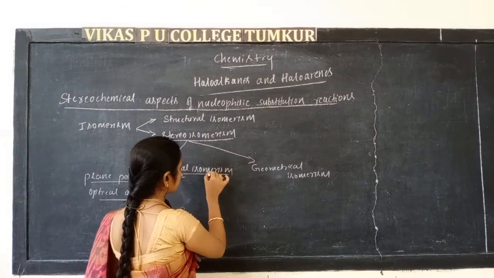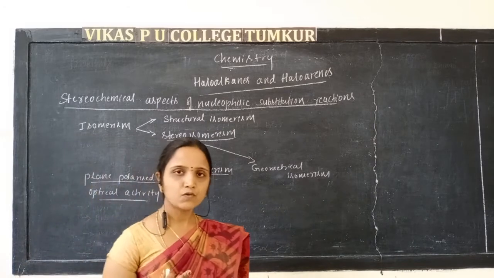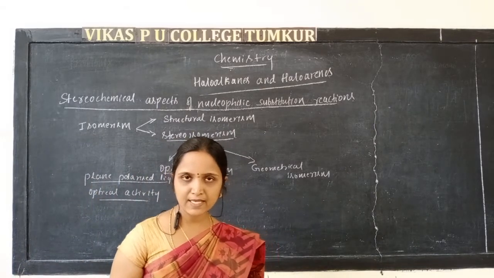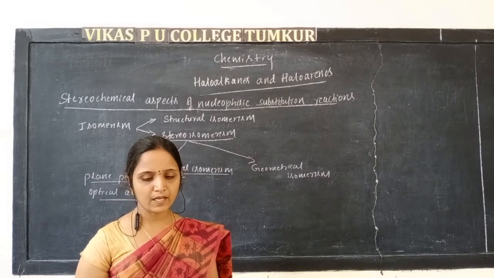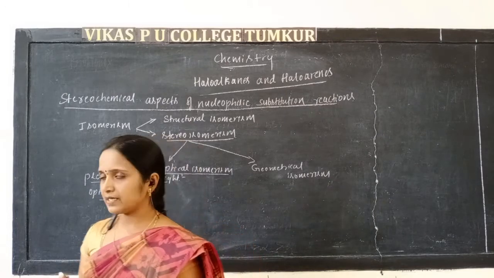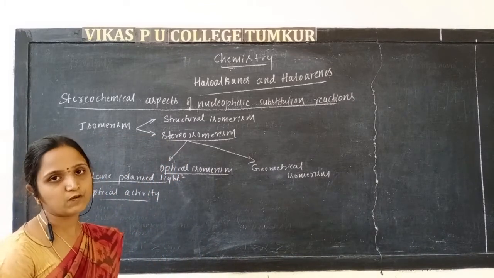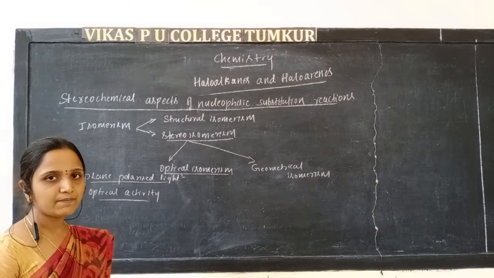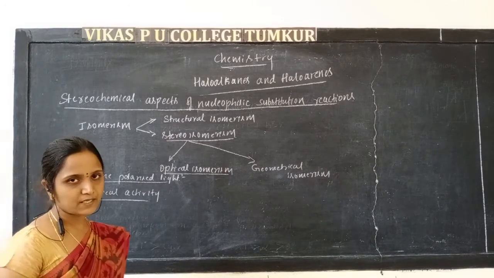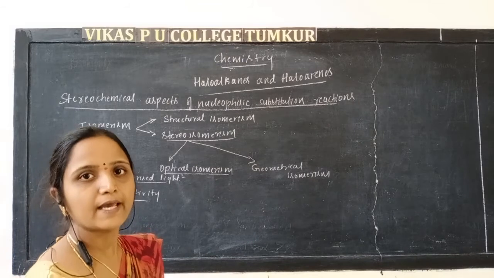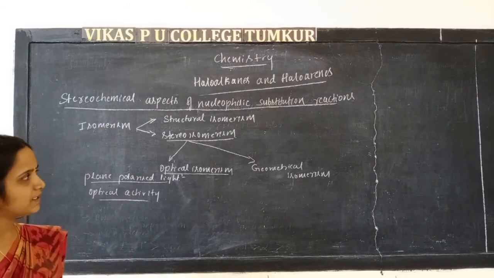What is meant by optical isomerism? It means two or more compounds having the same molecular formula, but differing in the rotation of plane polarized light. We call them optical isomers, and the phenomenon is called optical isomerism.